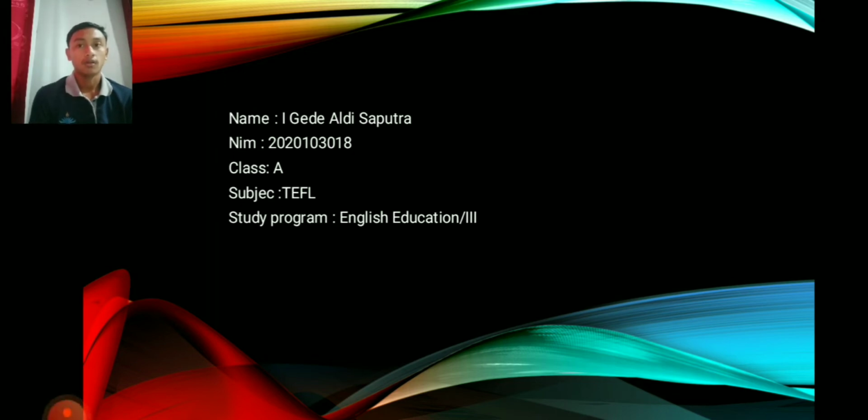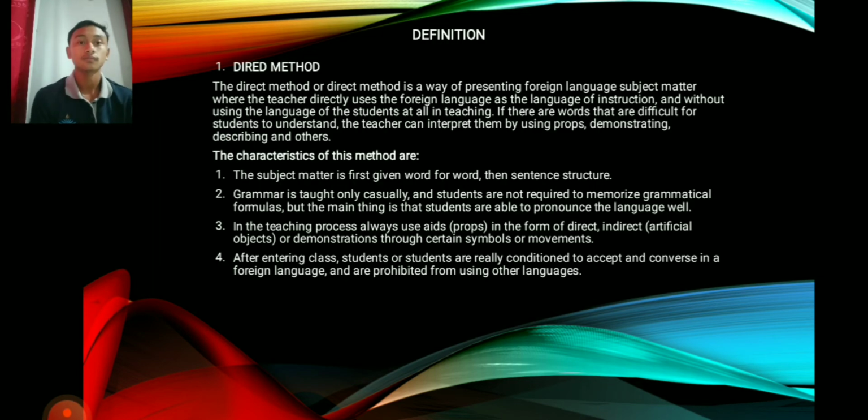Here I will explain about the direct method. Definition, number one, direct method. The direct method is a way of presenting foreign language subject matter where the teacher directly uses the foreign language as the language of instruction and without using the language of the student at all in teaching.